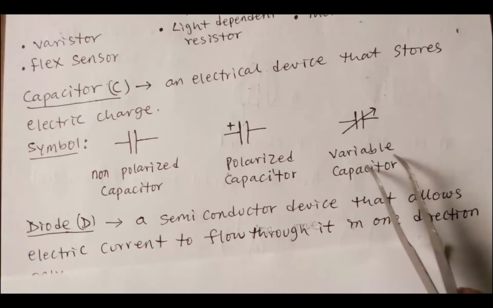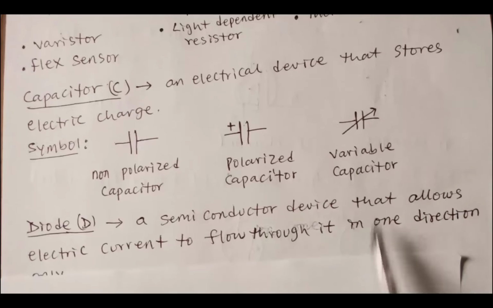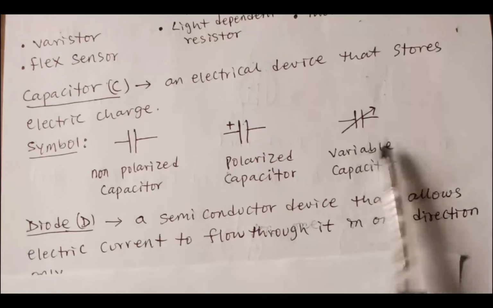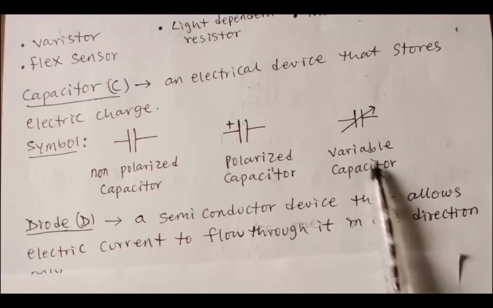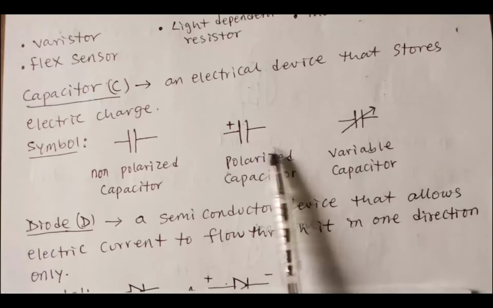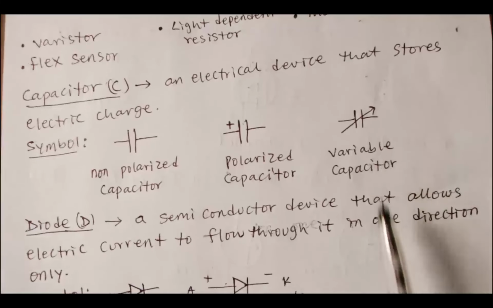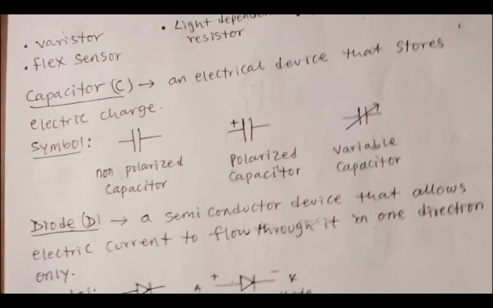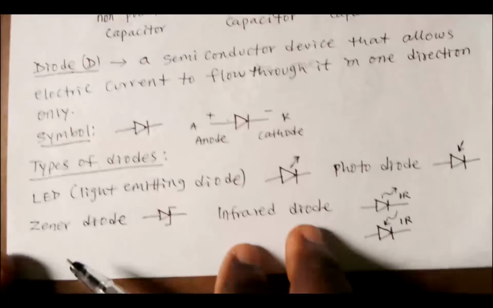Then here we have variable capacitor. Now this type, you can vary the capacitance. You understand? These ones are fixed. This one is variable. So let's look at diode.